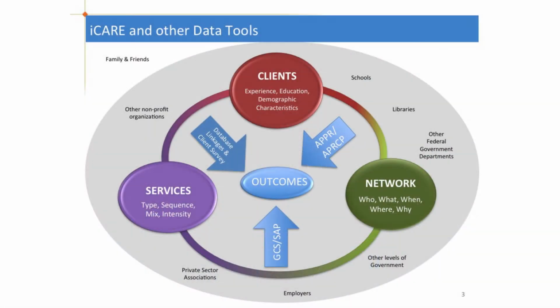This is a pretty diagram, but it's actually full of information. iCARE is basically, we describe it as three types of information. Information about clients, which is the red circle here. Information about services, the purple circle, and then the network circle, which is sort of taking all of the organizations together that deliver predominantly federal services. And I want to remind you that iCARE was put in place with an expressed objective to gather information about performance of federal settlement and resettlement programs.